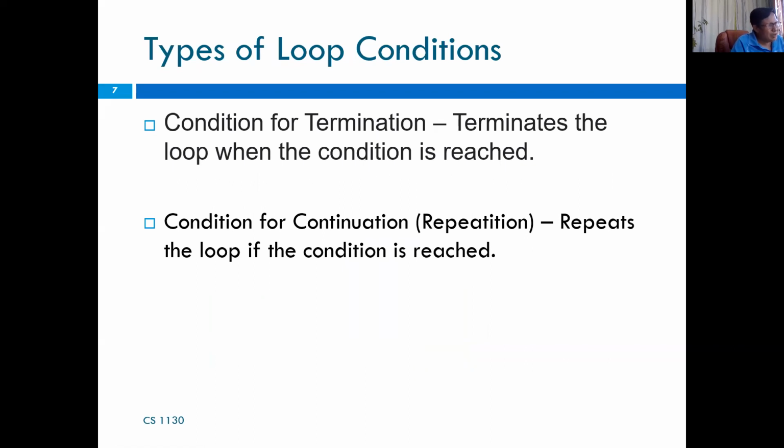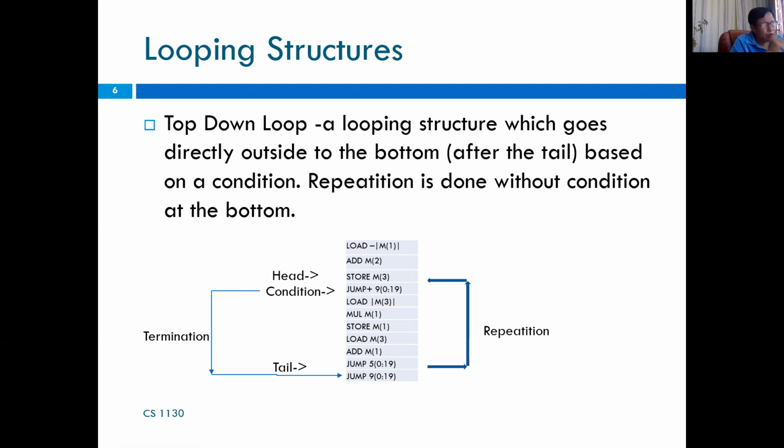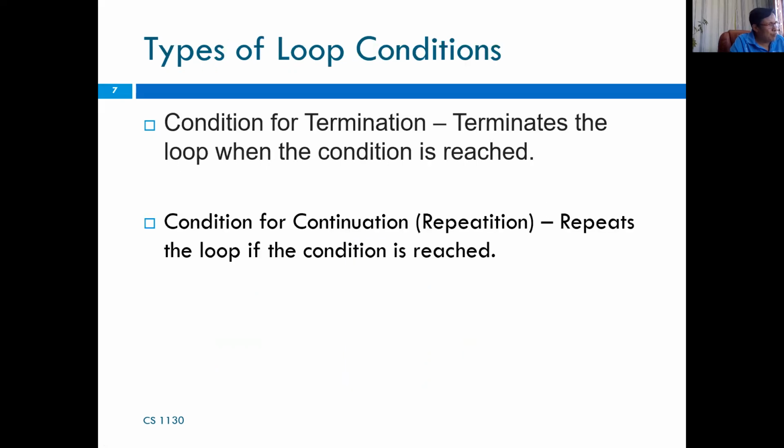Types of loop conditions. A condition for termination will terminate the loop when the condition is reached. It's usually used in a top-down loop, where we have a condition for termination at the top. If it's reached, we will terminate the loop. A condition for continuation, or condition for repetition, repeats the loop if the condition is reached.